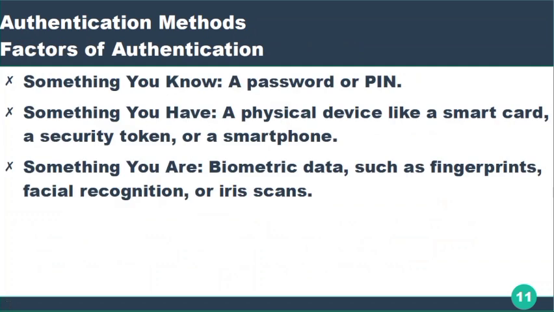Now, we have factors of authentication: something you know, something you have, and something you are. Something you know is your password or your PIN. Something you have is a physical device, like a security token or a smartphone, that you need to protect for that authentication. Sorry, that was a mistake. Something you have is a physical device, right?